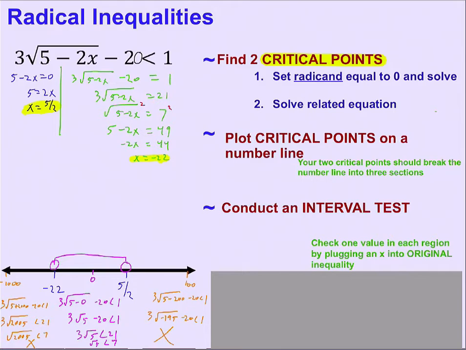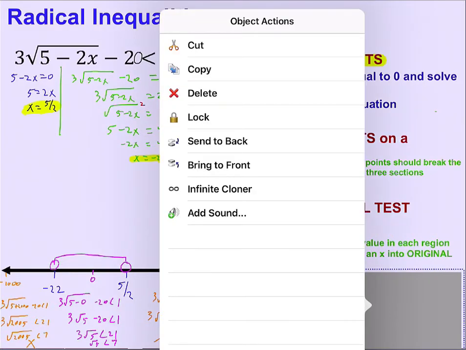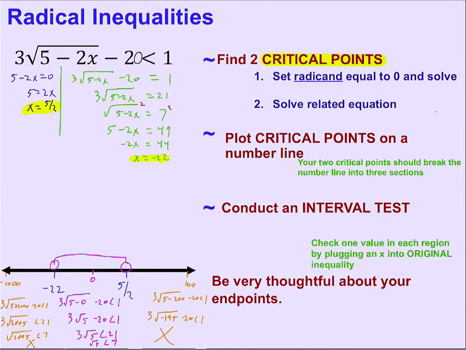There's just one tiny little catch you have to be careful about, and that is you have to be really thoughtful about your endpoints. With the absolute value inequalities we saw last unit, all you had to do was look and see if the inequality symbol had an or equal to, we would fill in the dots, and if the inequality symbol did not have an or equal to, we would not fill in the dots. It's a tiny bit more complicated here.